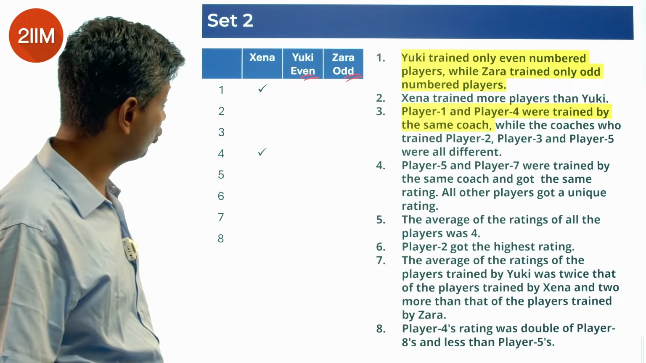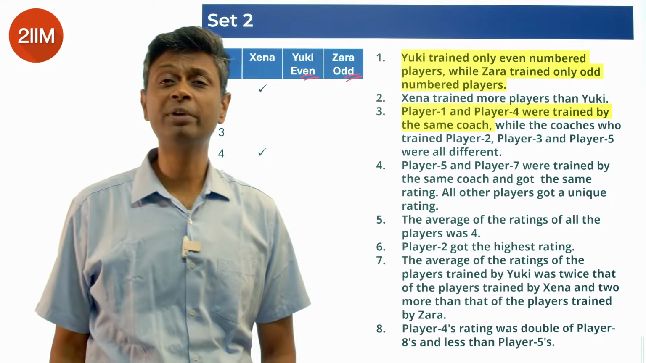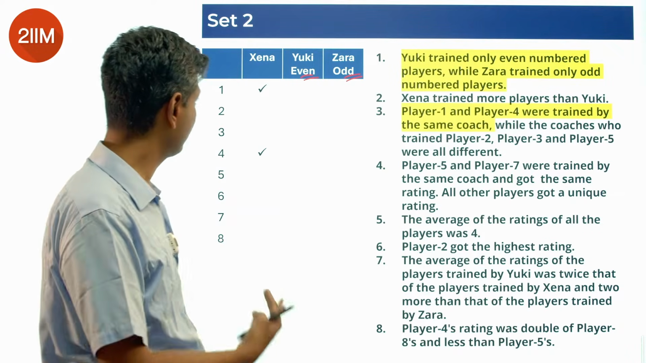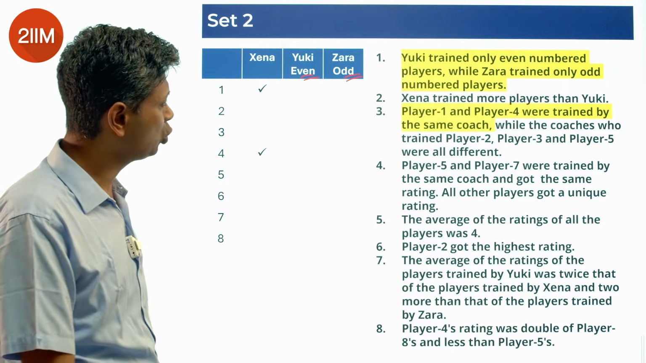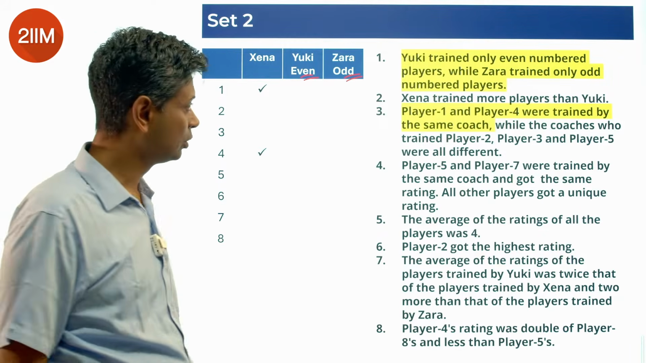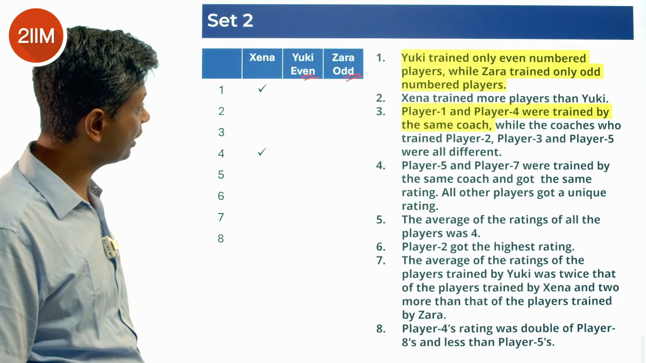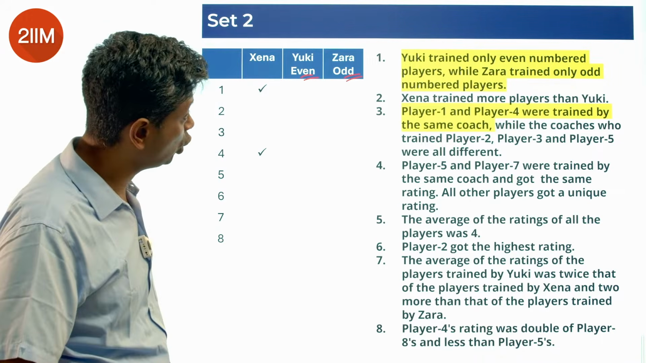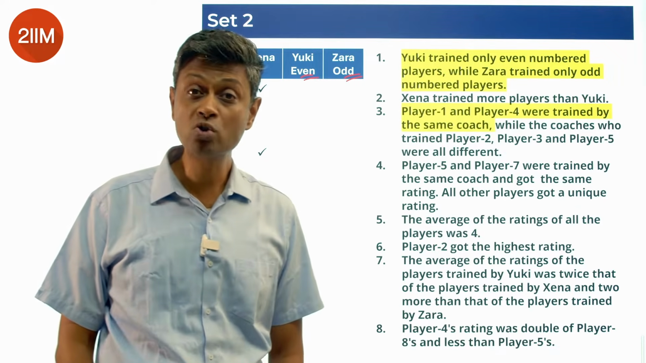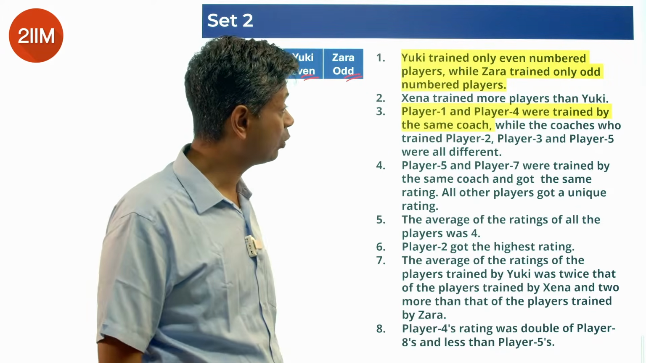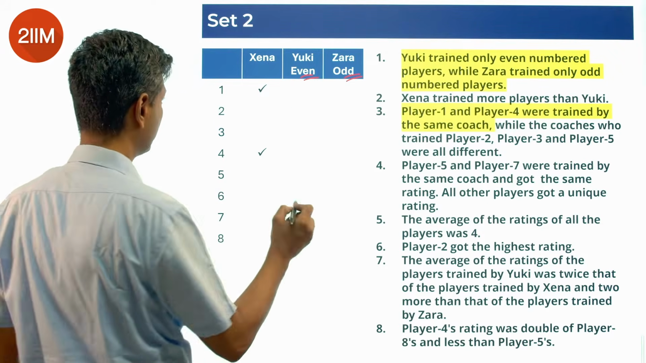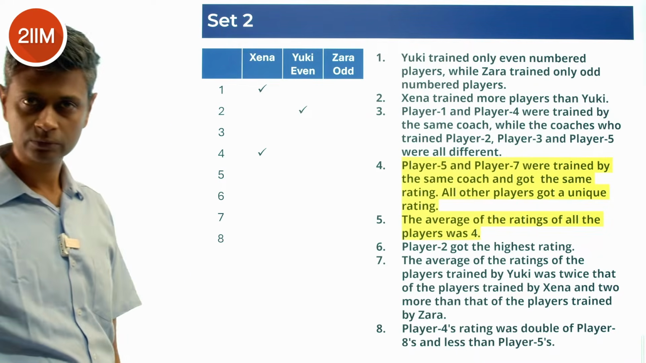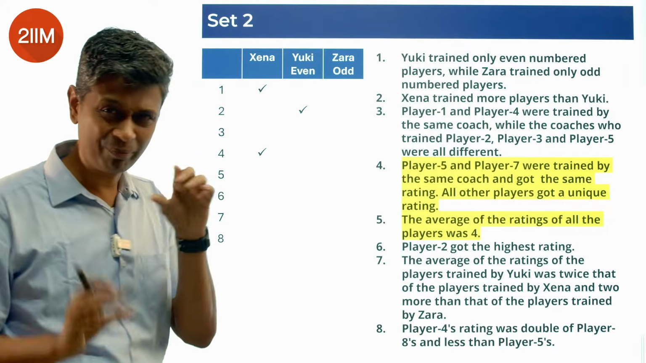Player 1 and 4 were trained by the same coach. 1 and 4 could not have both been trained by Yuki, could not have both been trained by Zara. It's only even, only odd. So 1 and 4 are both trained by Zena. 2, 3 and 5 are all different. So 2 could not have been trained by Zara. 3 and 5 could not have been trained by Yuki because Yuki trained only even numbered players. That means 2 is done by Yuki. Done. Super. So we've got something filled in.